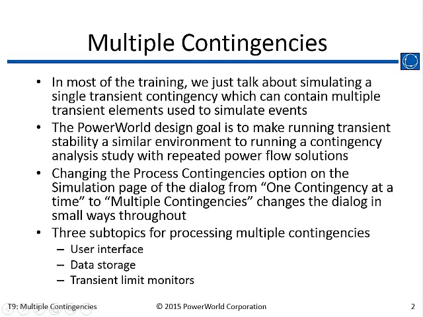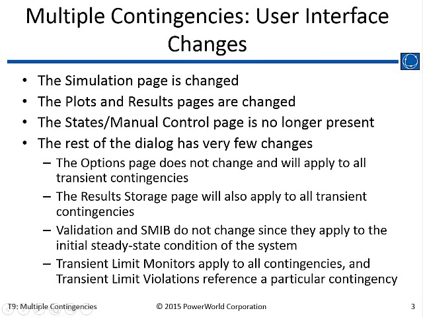Or I shouldn't say that. You can define multiple contingencies all the time but only run them singly, or define multiple contingencies and run them as multiples. Things that change: the simulation page changes, the plots and results change. Tom has done quite a bit of going through the state's manual control options so you can step through a simulation. That goes away when you decide you want to run with multiple contingencies, and the rest of the things change very slightly.